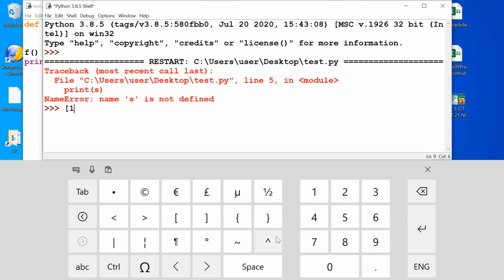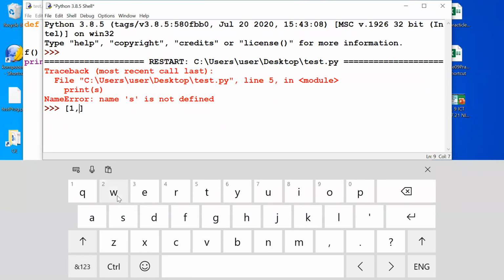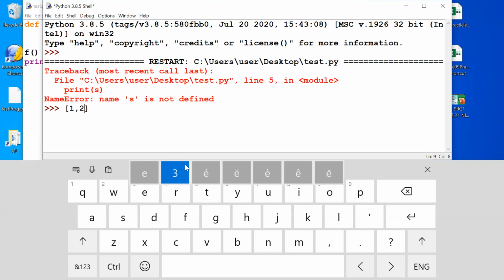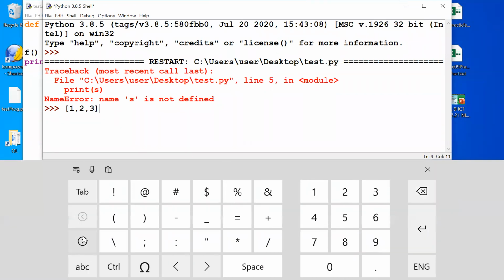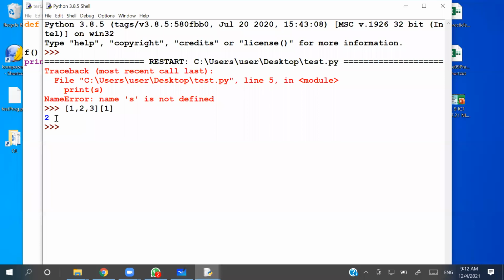So what they are saying here is, comma 2, comma 3, and then the square brackets and say 1. Right? Yeah. It executes, but the only difference is it's only produced 2. There is no square brackets in it, right? So that will only print you the value regarding that index, right?